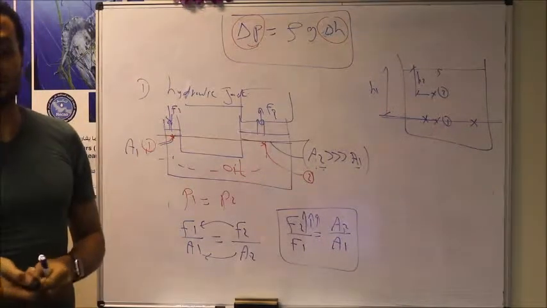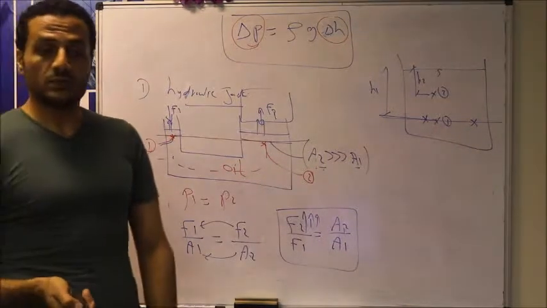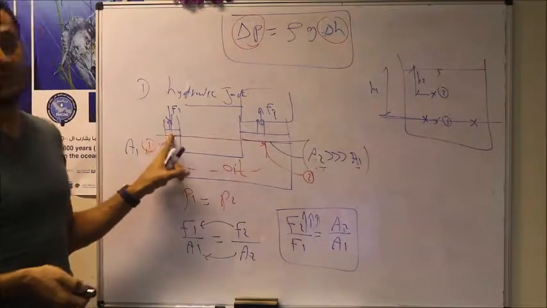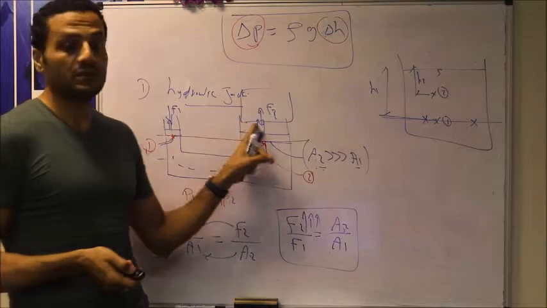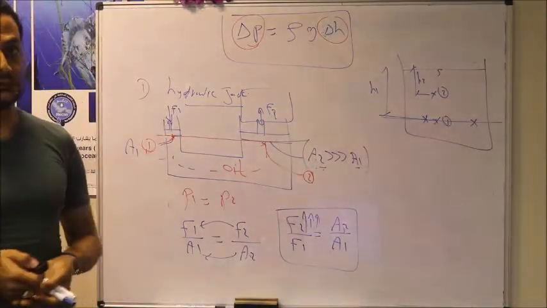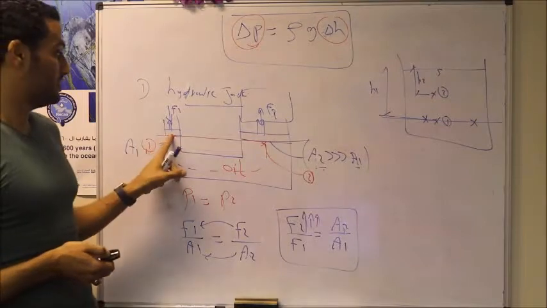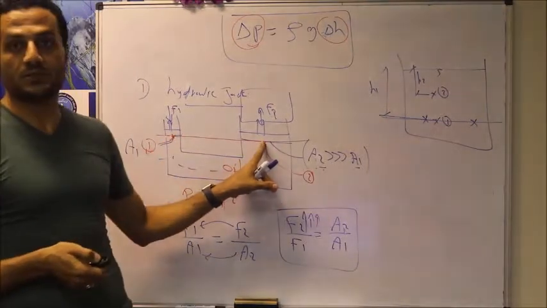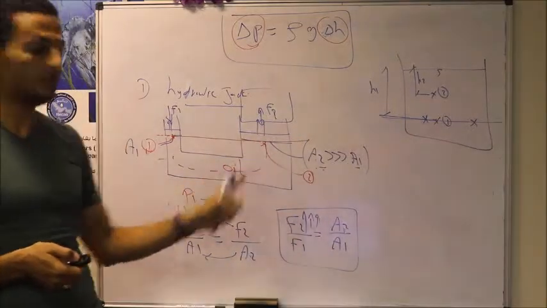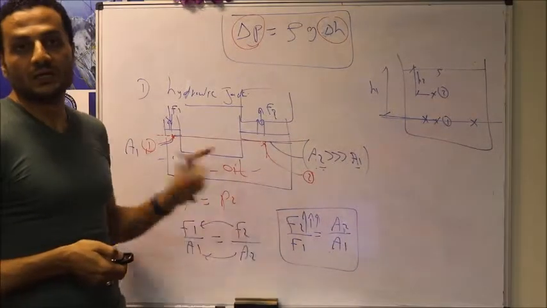As you can see in the next slide, using those 2 piston cylinder devices, we can apply a small force on piston number 1, and then we can get a bigger force on piston number 2, so that we can carry the car. The idea is that the pressure at this point is the same as the pressure at this point, because they are at the same height within the same continuous fluid, so they should have the same pressure.